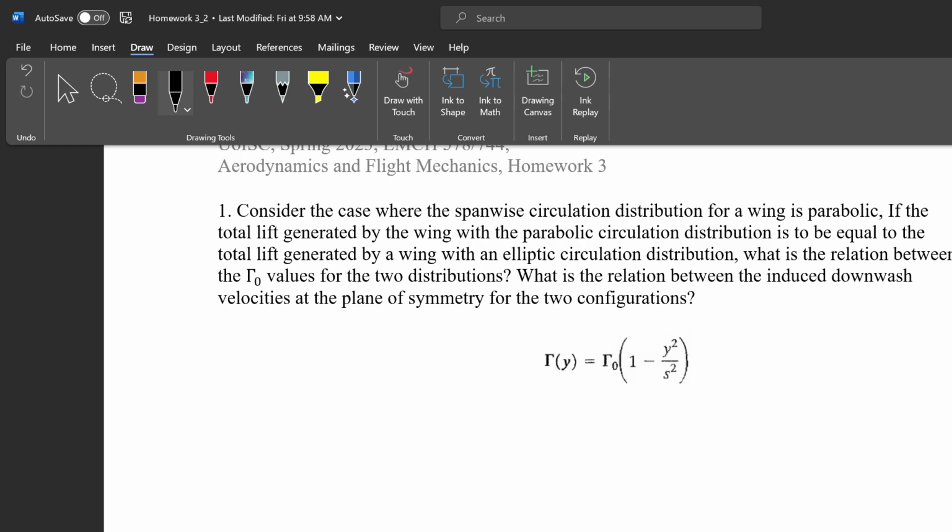Okay, let's start with problem number 1. This problem is, I would say, the hardest problem of the bunch. So you want to make sure that you have your full attention here.